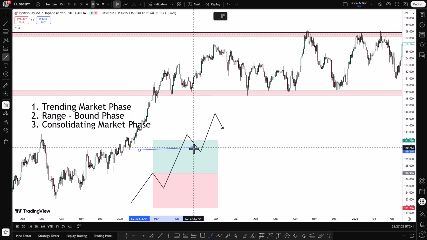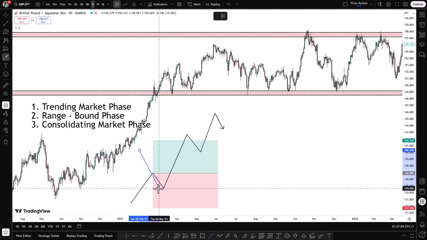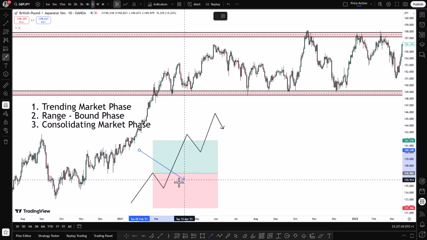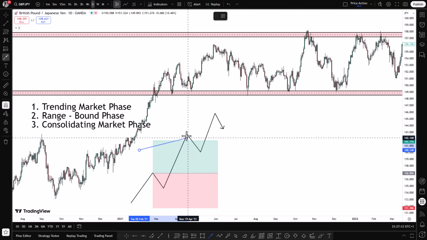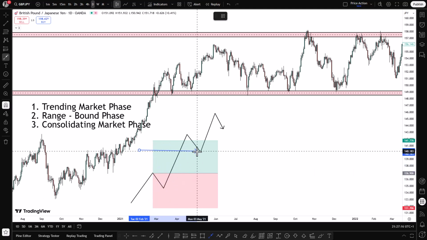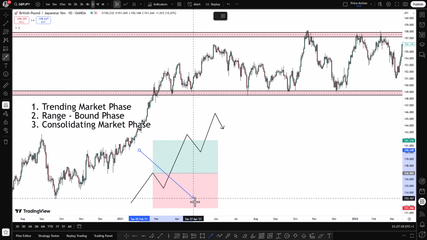Or if this was a pullback, then price has no business breaking below this higher low. Because if truly this is just a pullback, then price is supposed to make higher highs and higher lows, not lower lows. Because if this low was to break below this low, then this would be a lower low.